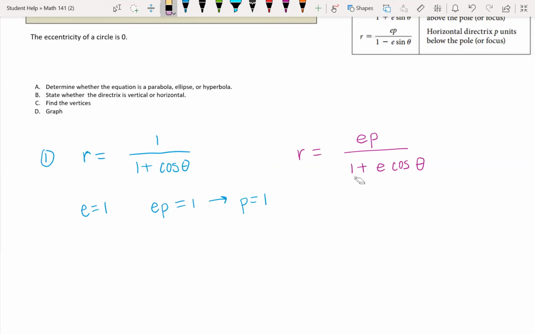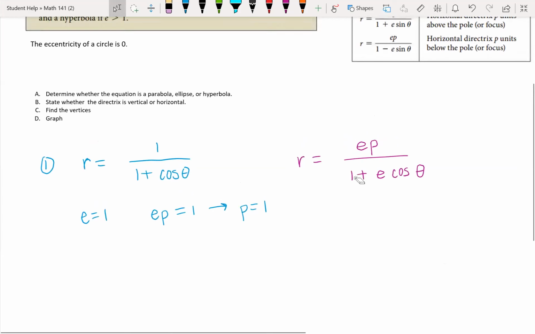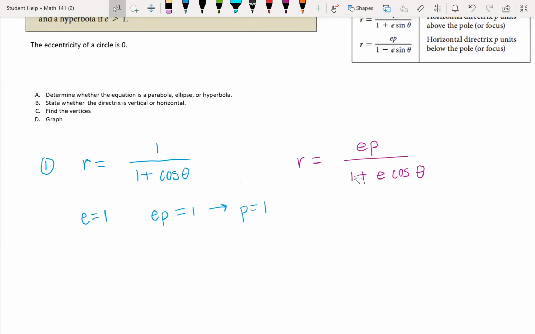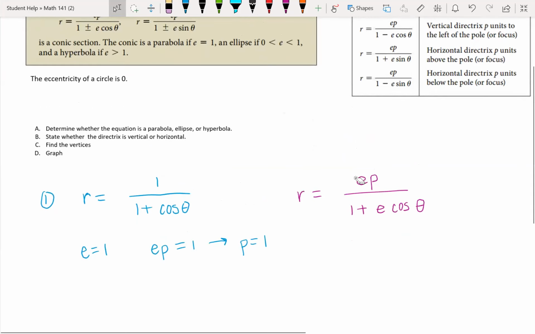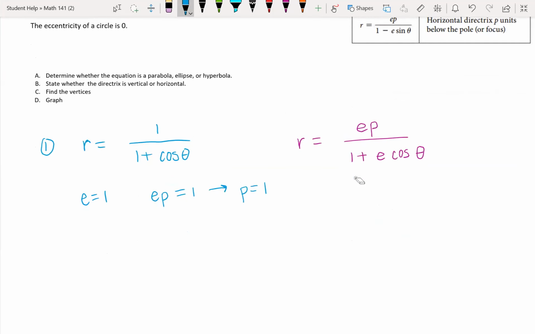All right, now, one of the things to note is that because E is equal to 1, looking at our table above, that means that we have the equation of a parabola. So this is going to be a parabola. That's answering the first part A.